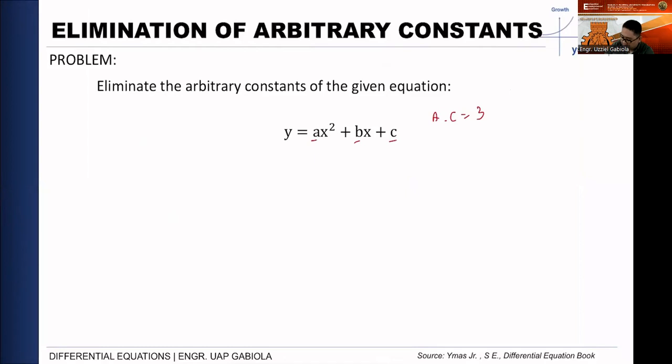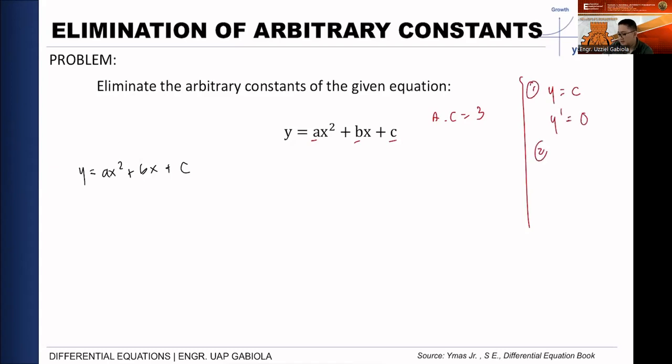First derivative natin, so let me just rewrite this. So, ax squared plus bx plus c. Okay? So, ano mga derivative formula ang gagamitin natin? Yung una muna is y is equals to constant. So, pag dinerive natin ng constant, that is 0. Okay?